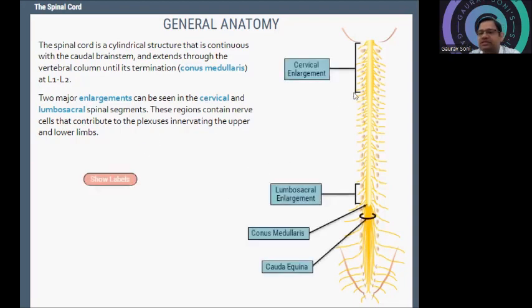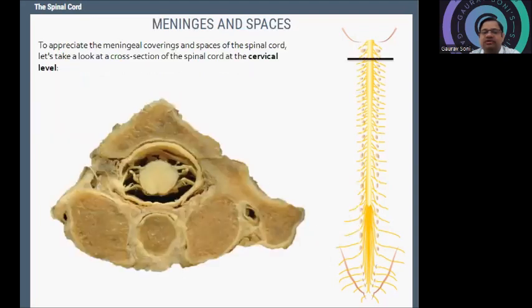So you can see the label, this is cervical enlargement, then lumbosacral enlargement, then this will be the end, it is conus medullaris. But some thread-like things are coming down towards the later part of the vertebral column, called as cauda equina, and the middle line will be called as filum terminale, which we are going to see in the later stages. So then we will talk about the coverings.